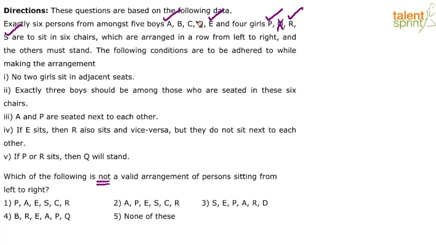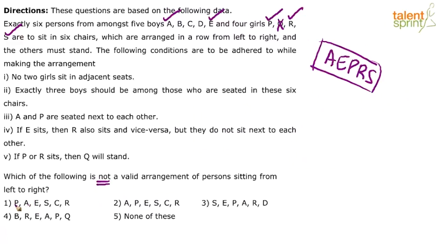First of all, let us verify, the definite thing that we know is A, E, P, R, S. These five persons are always there. Not in that order, in some order, but A, E, P, R, S are there in the group. So let's see which of the options violate this condition.